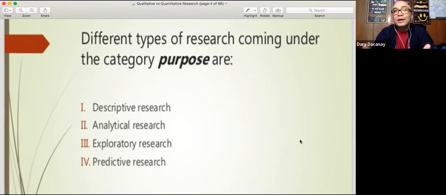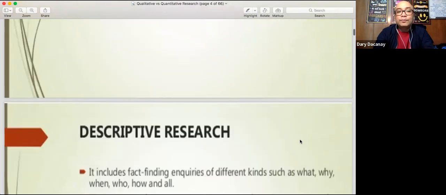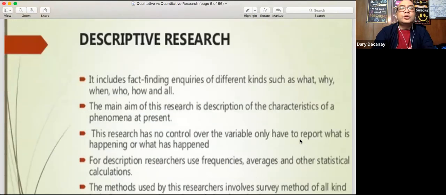the quizzes, because again, I told you earlier in the discussions that research is output-based. So anything from the quizzes, the examinations, and other activities will all be based on the outputs that you are going to be able to submit. So descriptive research, analytical, exploratory, predictive. Let's talk about descriptive research.